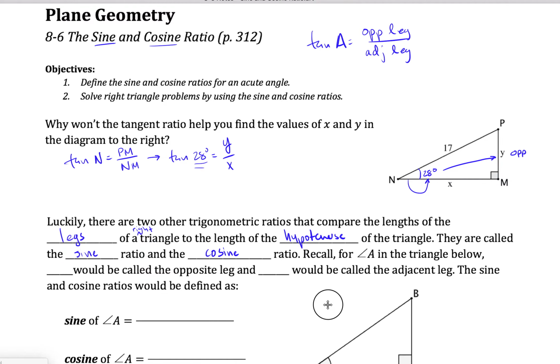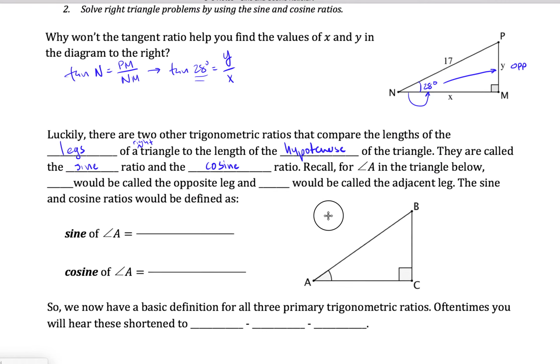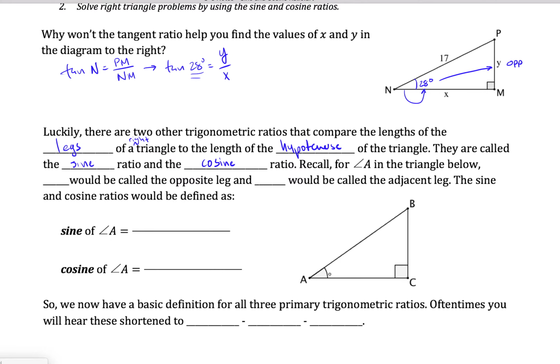Now remember that in this triangle that I have down here, the opposite leg from angle A would be segment BC. Segment BC would be the opposite leg, or we usually just write OPP. And segment AC, right here, that would be the adjacent leg. And of course, since here's our right angle, across from that right angle is segment AB, and that is going to be known as our hypotenuse. So let's go ahead and define the sine and cosine ratios.